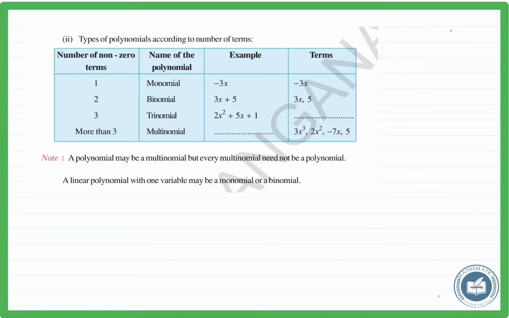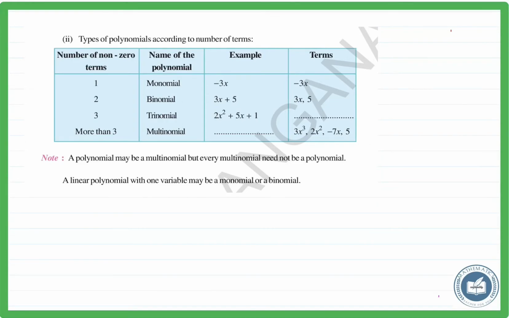Next I am going to classify the polynomials according to the number of terms. For an algebraic expression to be said to be a polynomial, it must satisfy the condition that the exponents of the variable must be non-negative integers. If that condition is satisfied, you can say it is a polynomial. And in the polynomials, we then consider the number of terms present in it.